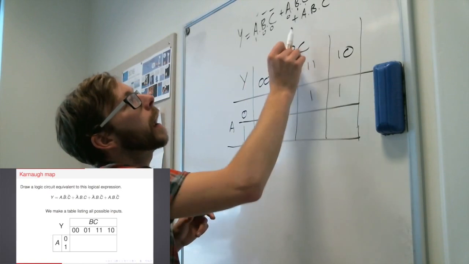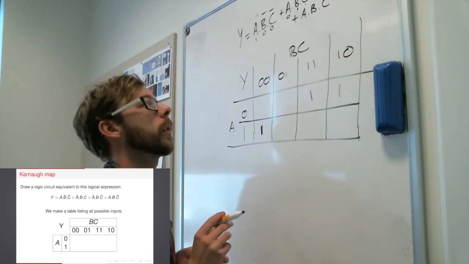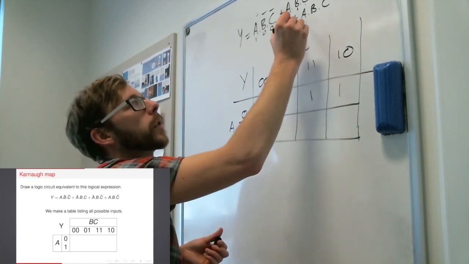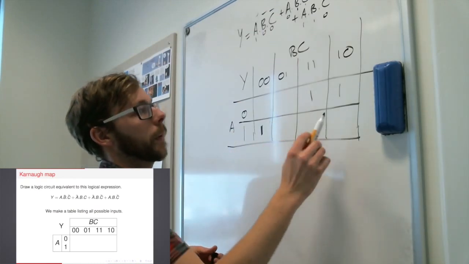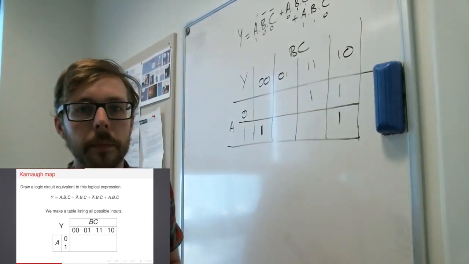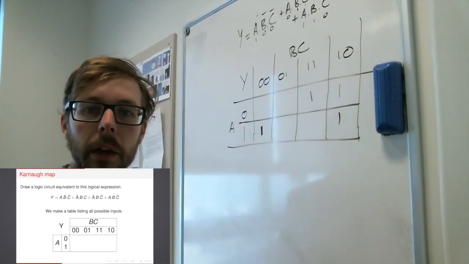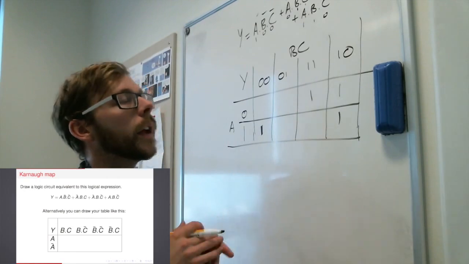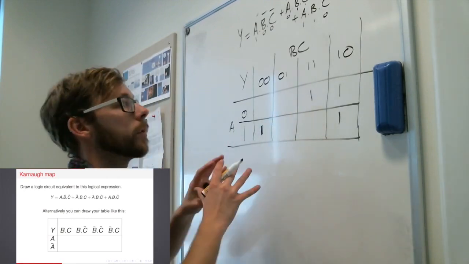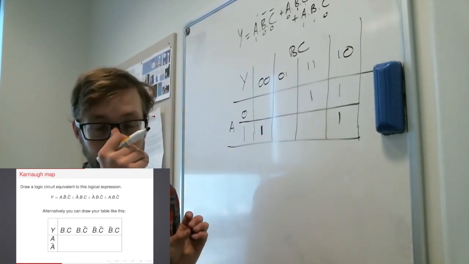That term there. And then finally A and B and not C. So this is equivalent to 1, 1, and 0. So I look for my 1, I look for my 1 and my 0. That term there. Okay. So I've populated my Karnaugh map with this whole set of terms here. And my next step is to use that to simplify things down.